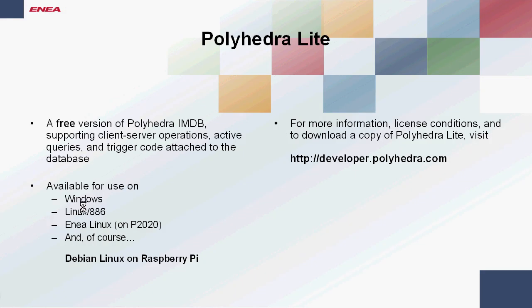So now a little bit more about Polyhedra itself, and Polyhedra Lite in particular. We've just released a free version of Polyhedra Lite. It does, and this is what I was running in the demo, support client-server operations, as you saw. It's got active queries and the trigger code. And it's on the Raspberry Pi, obviously, but also it's on Windows, Linux for the x86 platforms, and our own near Linux. If you want more information about Polyhedra, you can go to the polyhedra.com website.